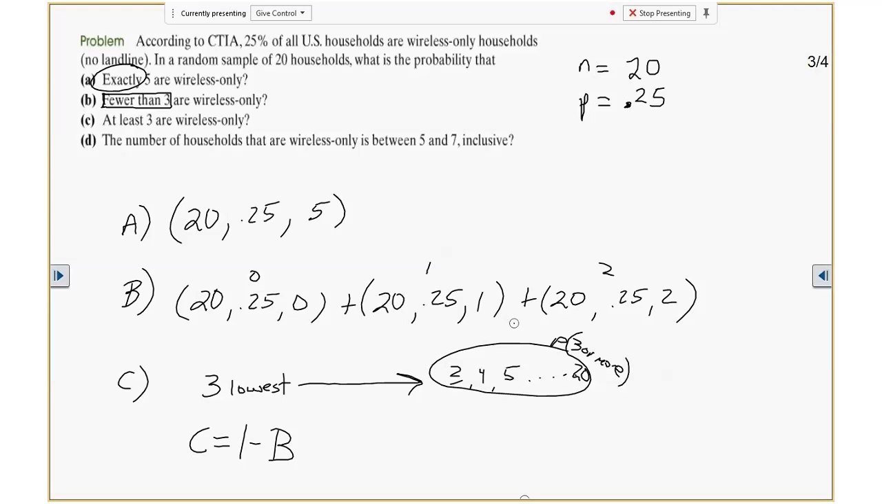And then D says the number of households that are wirelessly only is between 5 and 7 inclusive. So that means 5, 6, and what? 7. So that means NP5, NP6 plus NP7. So let's do those.